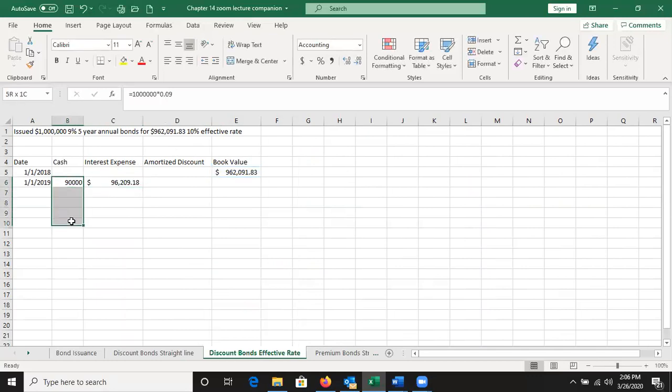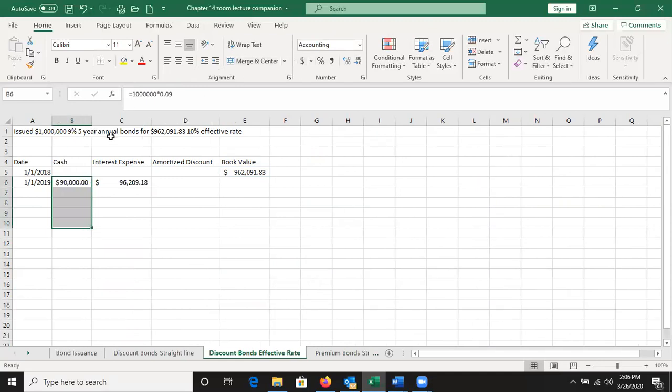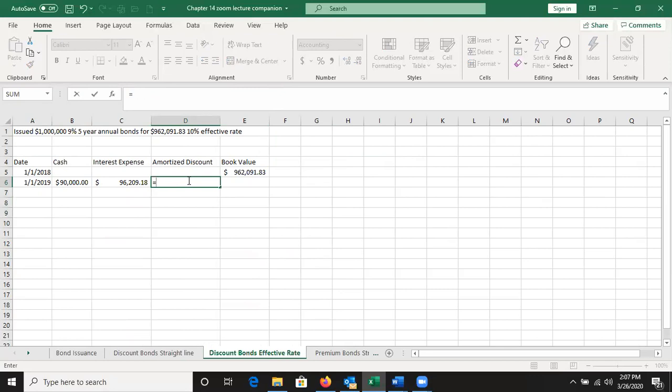Okay, let me make these all dollars. All right. So we calculate the interest expense, we calculate the cash. Amortized discount, this is the one we fill in the blank. Amortized discount is the difference between the interest expense and the cash.